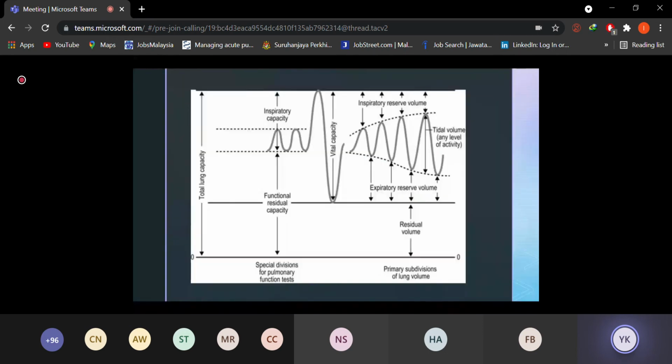Again, this one shows you the diagram of the residual volume. Where is the ERV, tidal volume, IRV, vital capacity, IC, all of these.